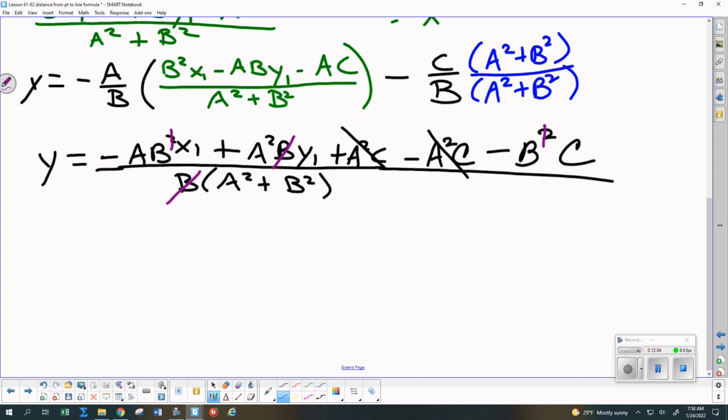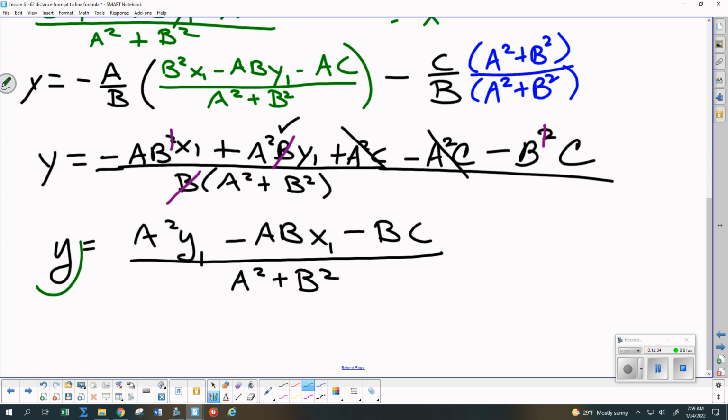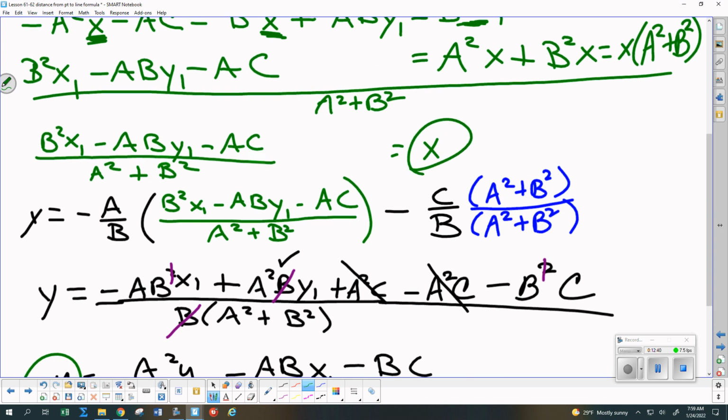So what do I have left? I'm going to start with a positive one, I think. Y is a squared y1 from this one right here in the middle. And then I'm going to have minus, now it's just ab x1. And then minus bc, all over a squared plus b squared. So now I have my y and my x for my intersection point.